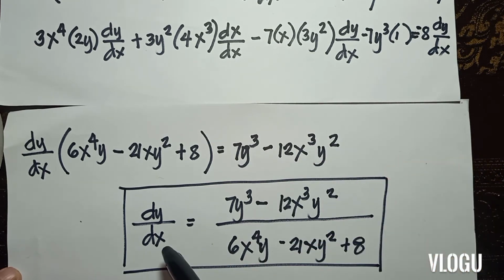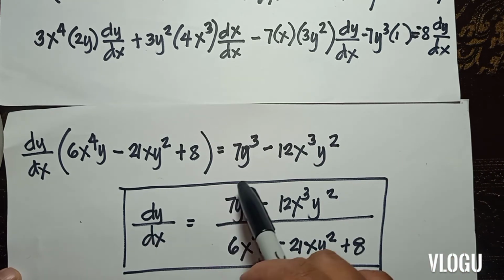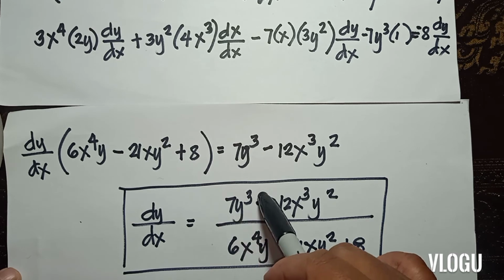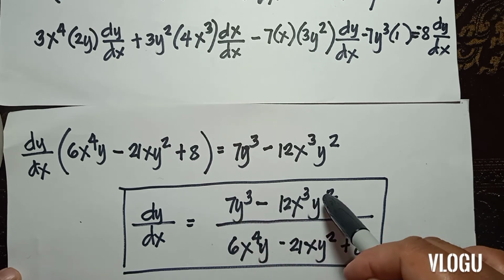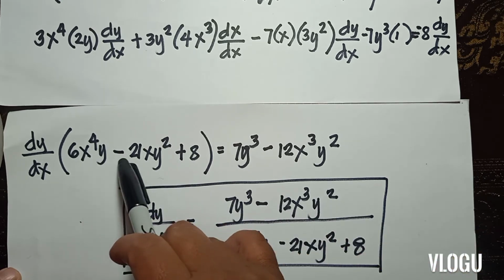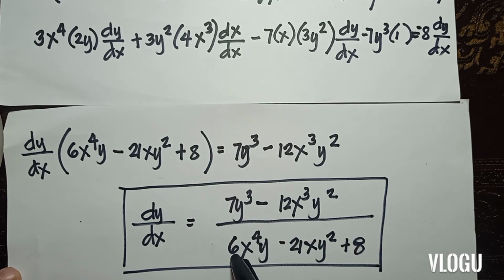So, therefore, dy/dx equals (7y cubed minus 12x cubed y squared) over (6x to the fourth y minus 21xy squared plus 8). So, that is now the final answer.